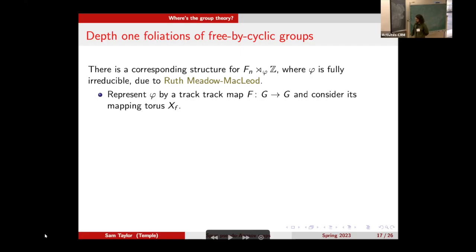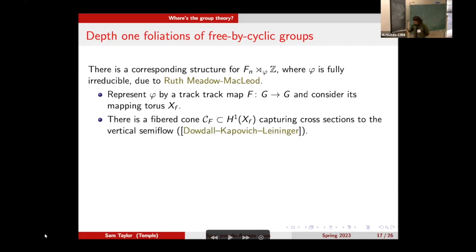There were some mini courses earlier last week that described some of the structure. Okay, so now I have my train track map. My train track is called G. My train track map is capital F. I'm using the same notation as before because you'd think of it as the same thing. That's how it should be thought of. And now my mapping torus, so I changed notation, my mapping torus is now X_F.